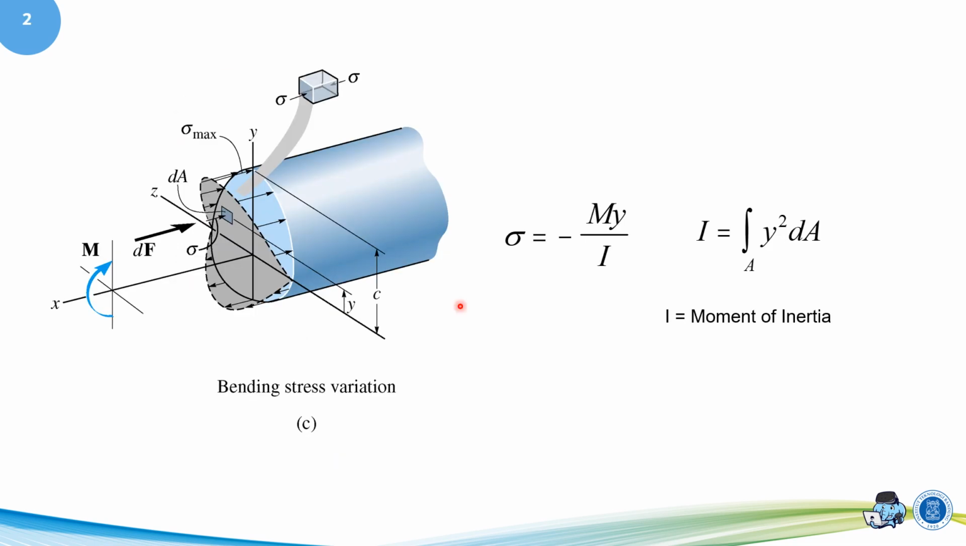In the previous video, I already explained the relation between the normal stress due to bending and the bending moment, which happens in a beam. The relation is as you can see here. The stress is equal to minus moment multiplied by the distance from the neutral axis divided by I, where I is the moment of inertia. And in the previous video as well, I explained that the moment of inertia is equal to the integral of y squared dA.